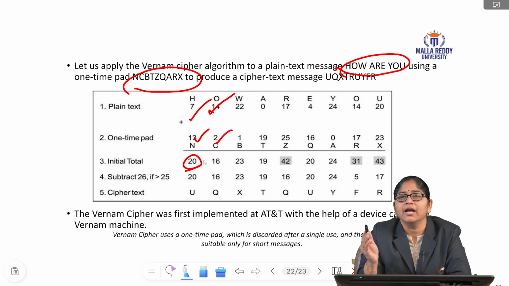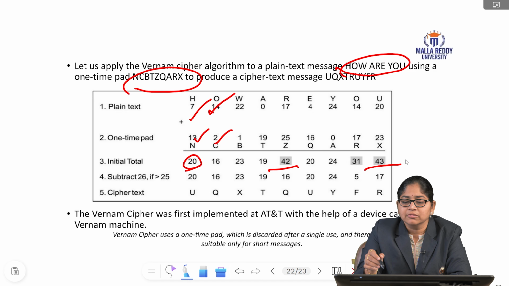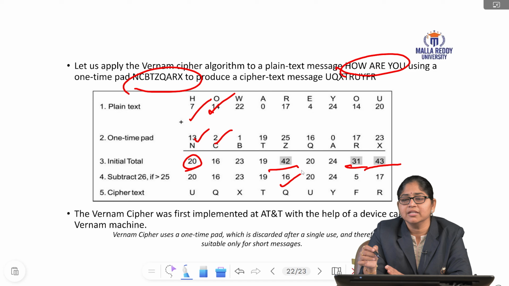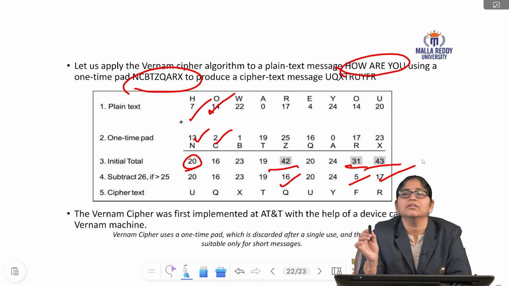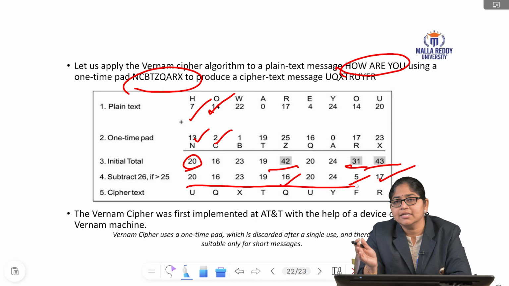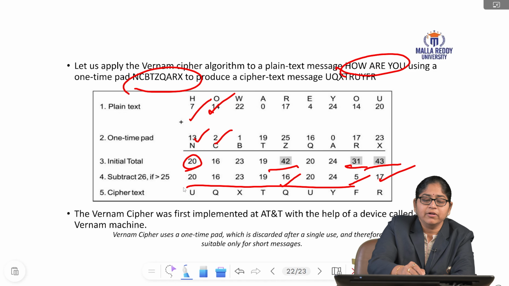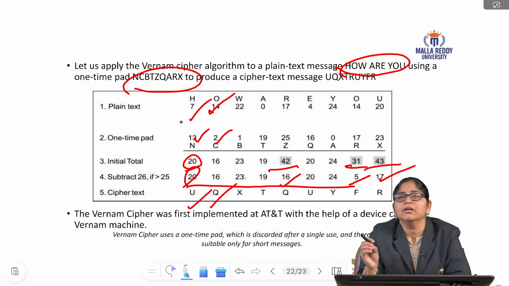Like that we need to add the plain text characters with the one-time pad characters so that you will get some initial total, and after getting the initial total we need to check the total. Suppose if the total is greater than 26, we need to subtract 26 here. So 42 minus 26 which is 16, 31 minus 26 which is 5, and 43 minus 26 which is 17. After getting the numbers, we need to designate these numbers with letters. So for 20 it is U and for 16 it is Q. Like that we are going to get the ciphertext.